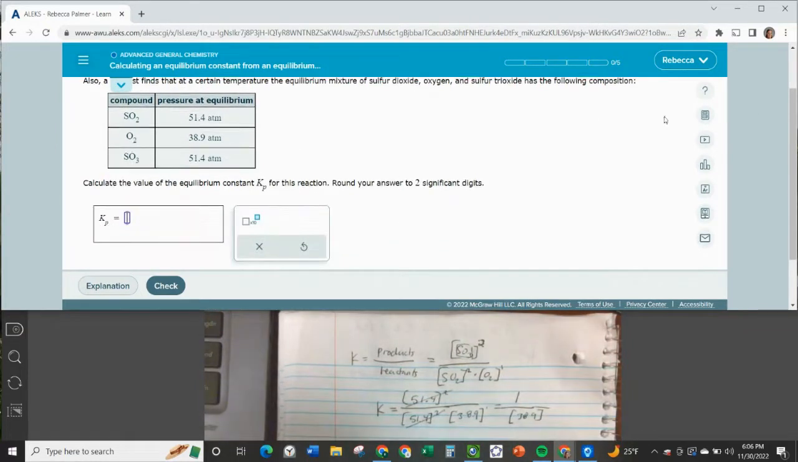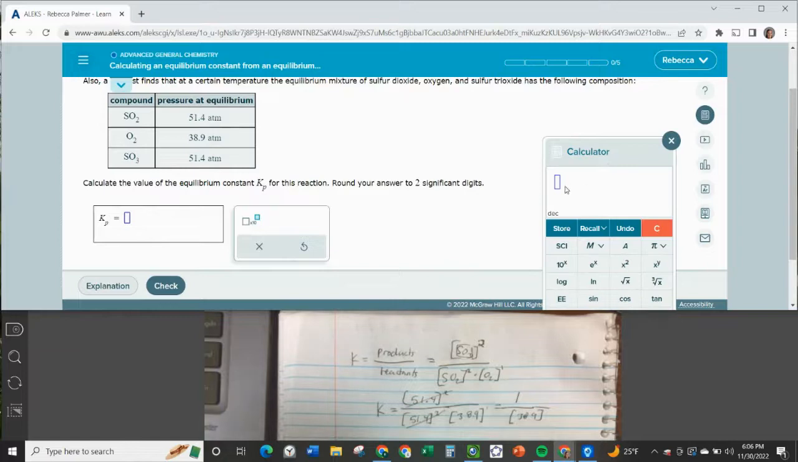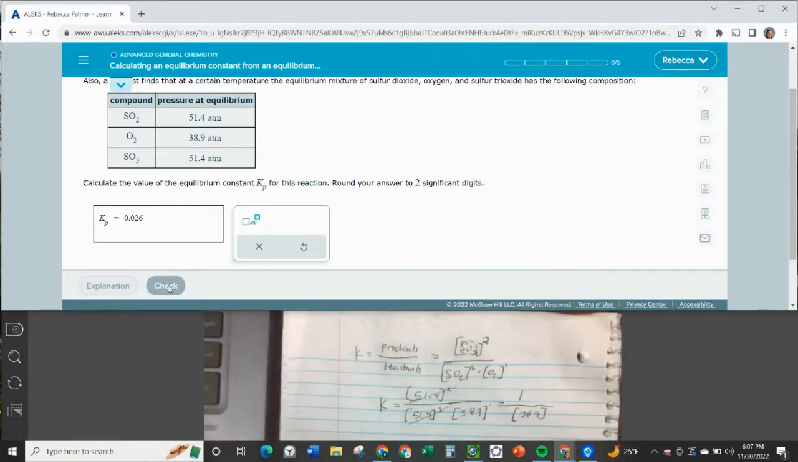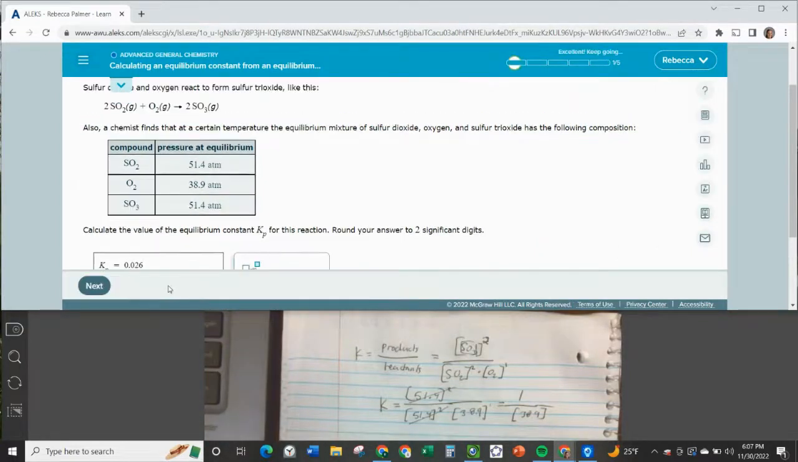Calculate. So I'm calculating. Okay, great. So I'm going to pull out my calculator. I'm going to type in 1 divided by 38.9. And then I need to round this to 2 significant digits, so it's going to be 0.026. Okay. And then I don't know if it's going to make me put the atmosphere or not.